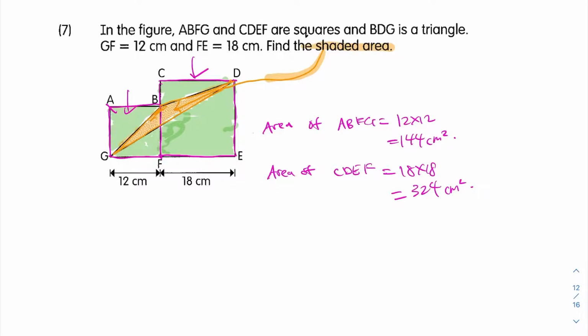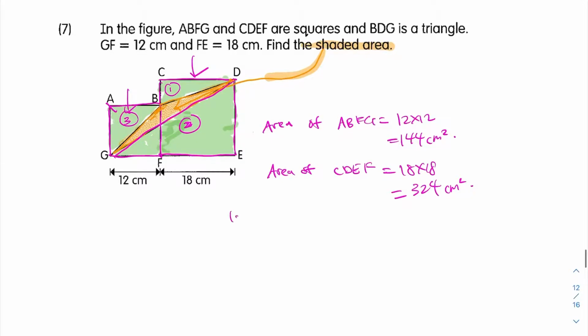Next, we need to find the area of 4 triangles. That would be 1, 2, which is this whole triangle here, can you see? And 3, this big triangle here. Okay, so let's go. So total area of figure is 144 plus 324 will give you 468 square centimeters. That's for the first part.